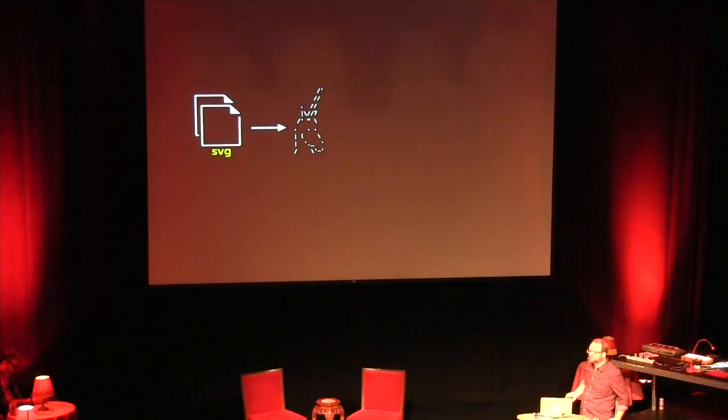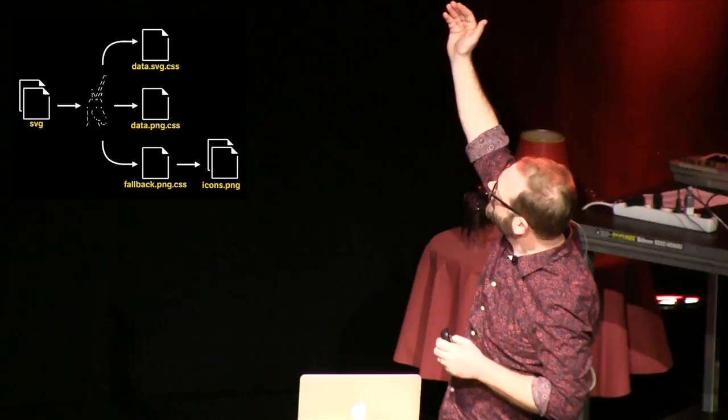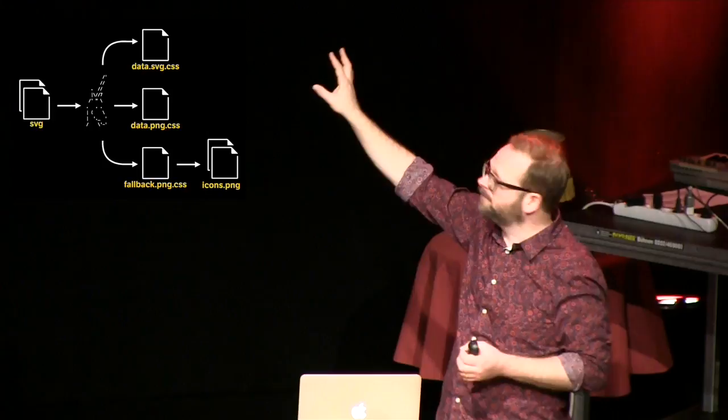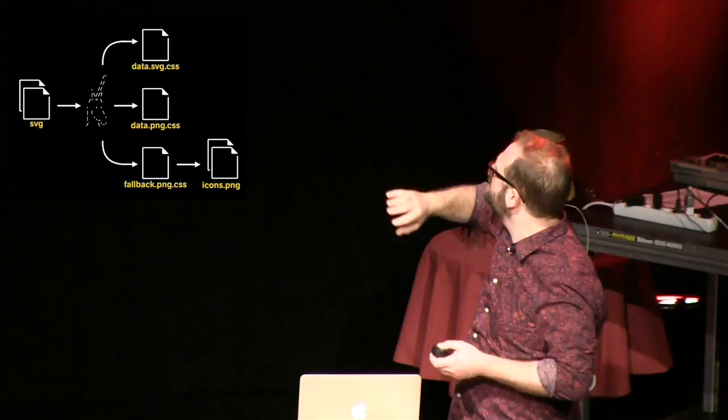So you've got your SVG files, and you put them into Grunticon. And what it creates are all these. At the top, it embeds all your SVG files as data URLs in a CSS file. It does the same for PNGs as well. And then it creates these fallback files, which I'll come to next.